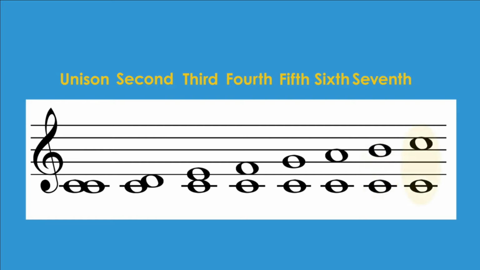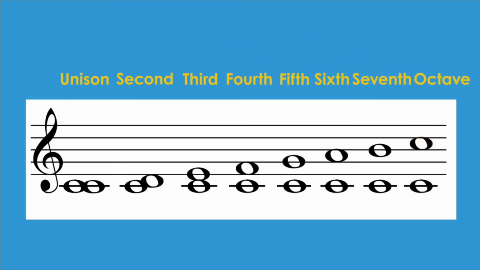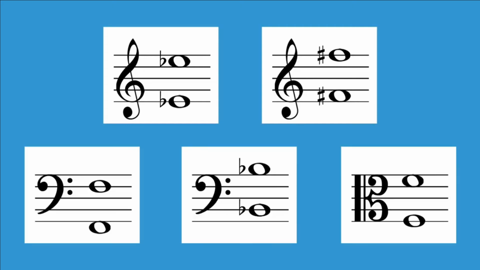The last interval, from low C to high C, also has a special name. This distance is called an octave. An octave is the distance from one note to that same note name either higher or lower on the staff. This is an octave, this is an octave, and all of these are octaves.